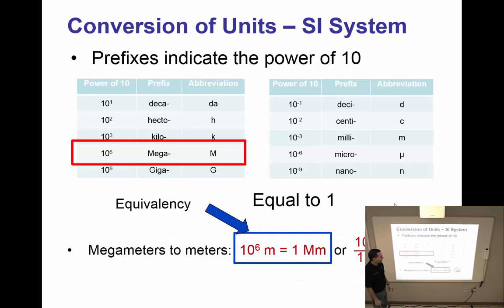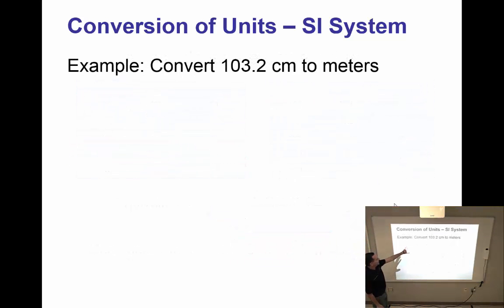And this is my equivalency. This is equal to 1, and is my conversion factor. Okay, let's do an actual example then. As our example, we want to convert 103.2 centimeters to meters. Okay.